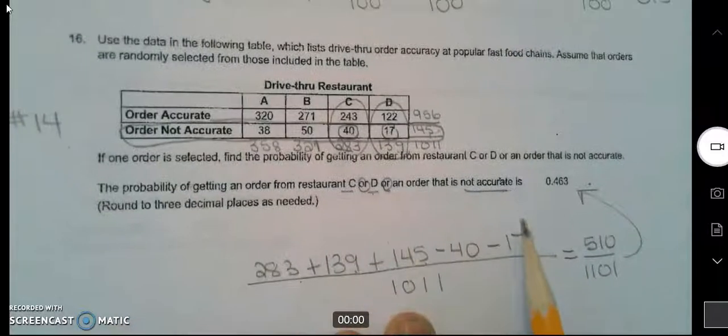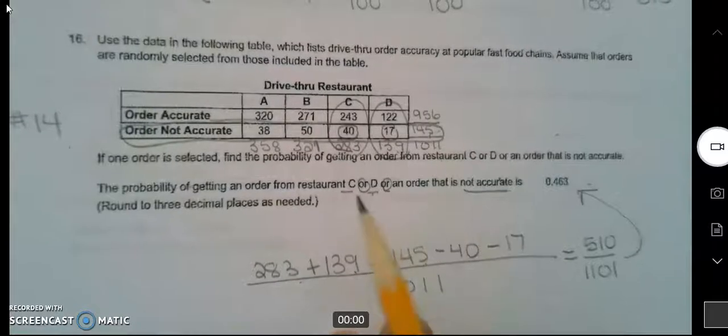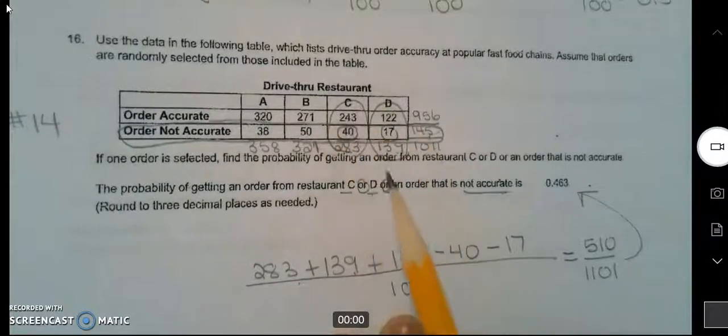So that is probably the hardest one as far as the addition rule in the homework. So just make sure you read it carefully. I think there's a few like this one, but number 14 has three things, C or D or another one.